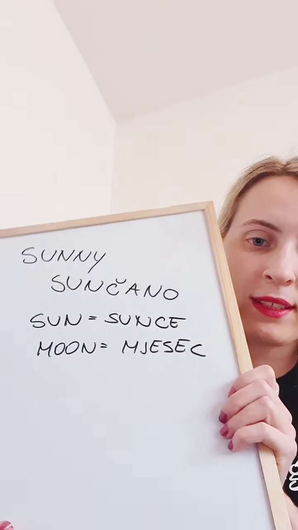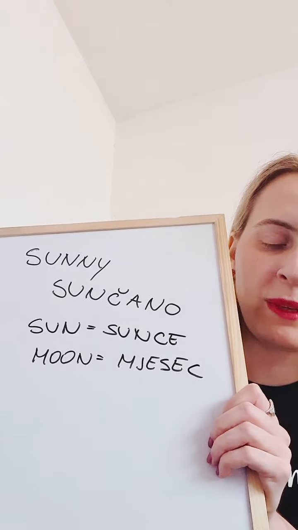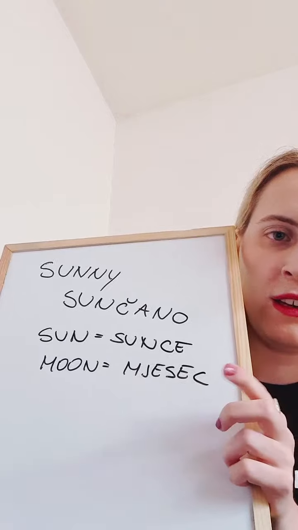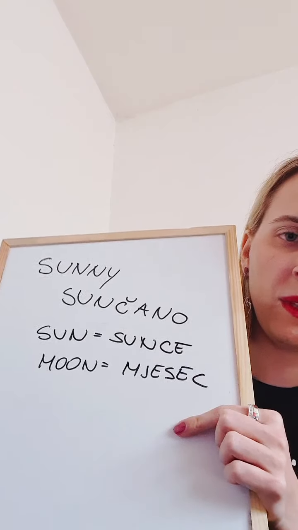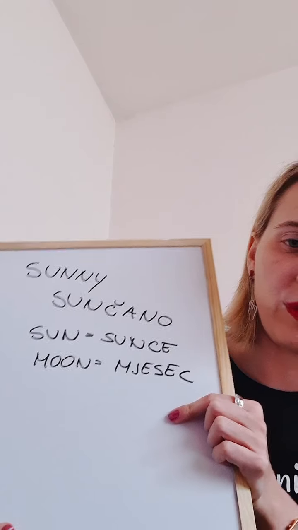So sunny is sunčano, and sun is sunce, okay? And when we have a sun, we also have a moon, right? And moon is mjesec. And we talked actually about months, and it is also mjeseci or mjesec. So first month is prvi mjesec. So if you say mjesec, it can mean moon in the sky, or it can also mean month of the calendar.